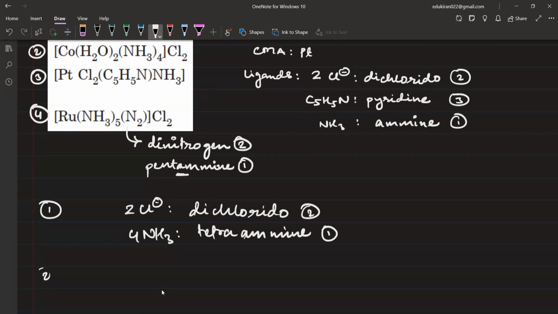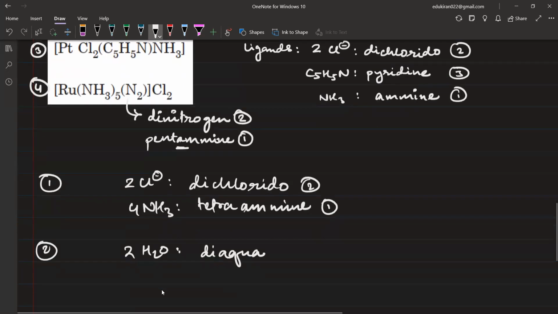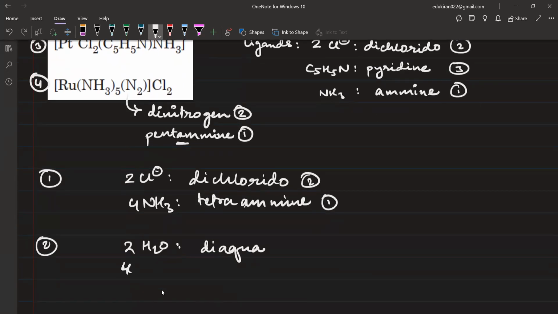Then in the second case we have 2H2O, which will be diaqua, and then we have 4NH3, which will again be tetraammine. Ammine and aqua both start with A, so you look at the next letter. M is coming first and then Q. So ammine will be first and aqua second.